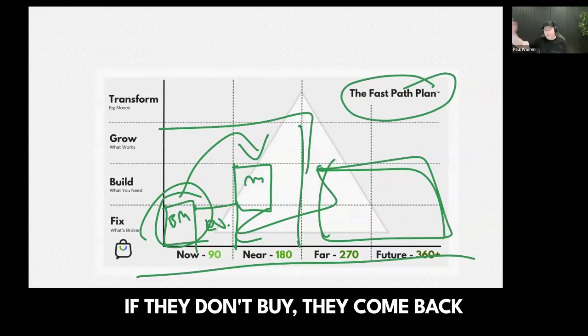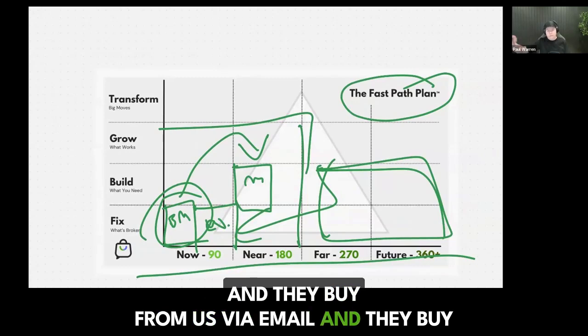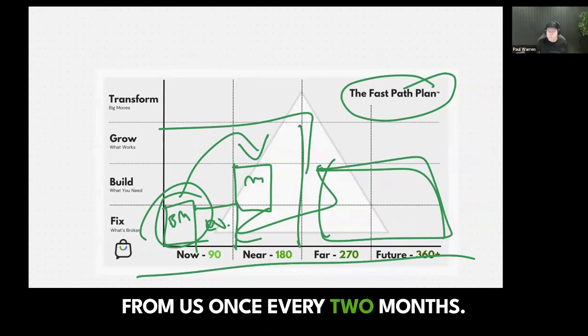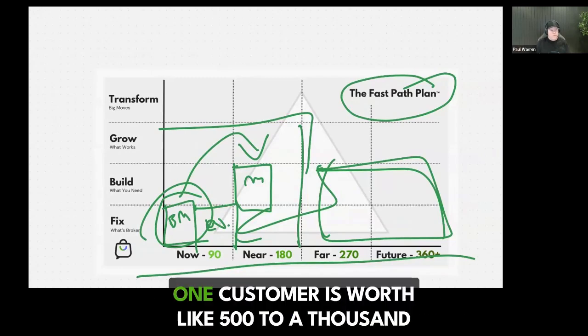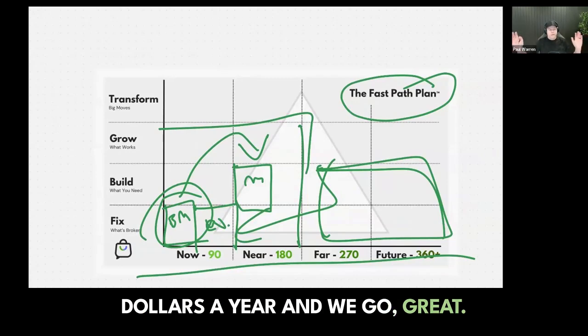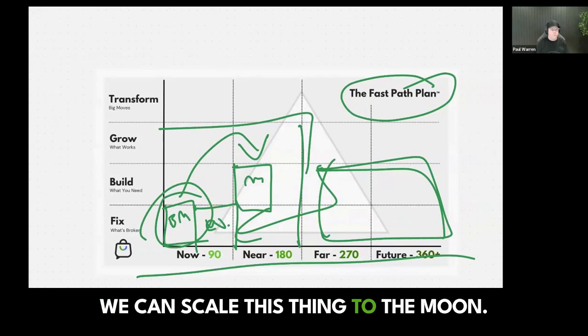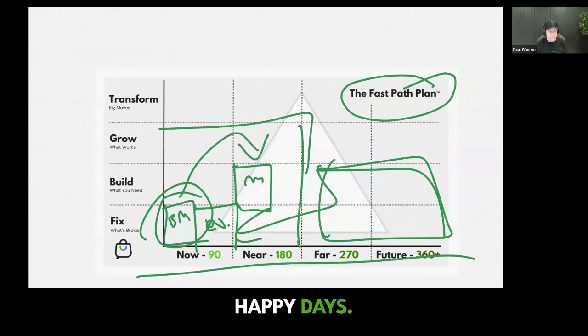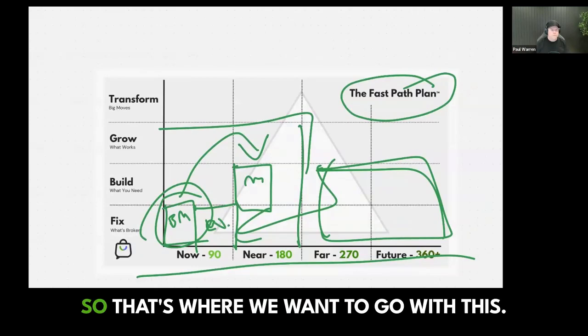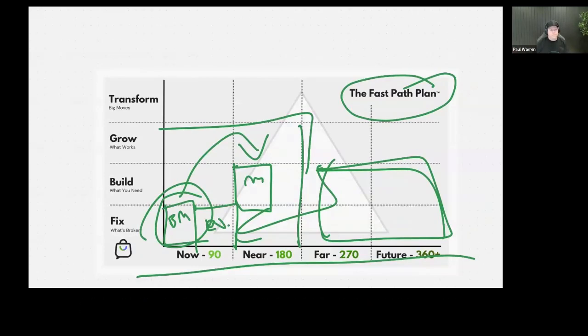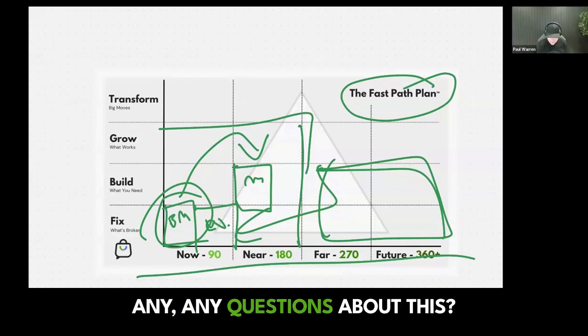If they don't buy, they come back and they buy from us via email, and they buy from us once every 2 months. And happy days, one customer is worth like $500 to $1,000 a year. And we go, great, we can acquire customers for $50. We can scale this thing to the moon. All the farmers are rich. Happy days, especially you. Do you know what I mean? So that's where we want to go with this. Yeah, I agree. Any questions about this?